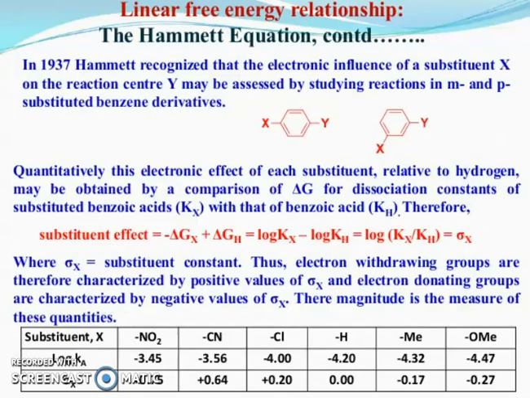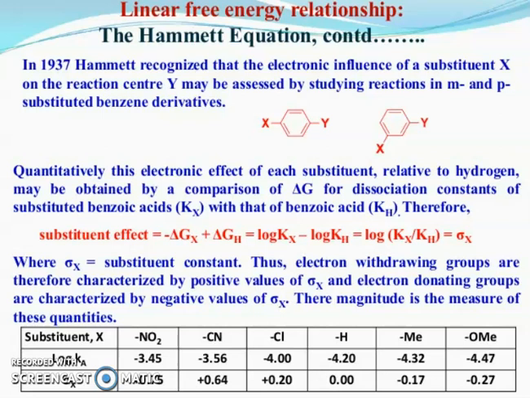So, in 1937, Hammett recognized that the electronic influence of substituent X on the reaction center Y may be assessed by studying reactions of meta and para substituted benzene derivatives. You can see here the situations. Quantitatively, the electronic effect of each substituent relative to hydrogen may be obtained by comparison of delta G for the dissociation constant of the substituted benzoic acid with that of benzoic acid.